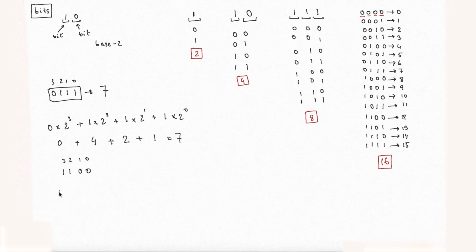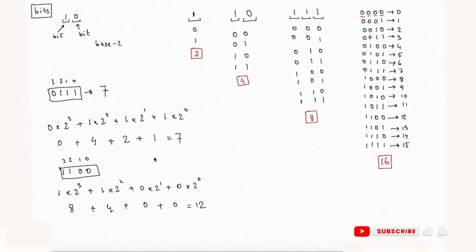So we'll do 1 multiplied by 2 cubed plus 1 multiplied by 2 squared plus 0 multiplied by 2 to the 1, and 0 multiplied by 2 to the 0. This gives us 8, this gives us 4, this gives us 0, and this gives us 0, which ultimately gives us 12, which is exactly what this binary number represents, 12. So that is how you can think of binary numbers storing information.